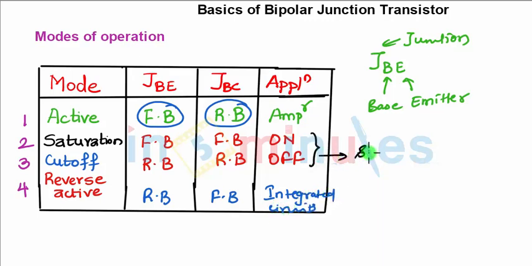Combining these two, on and off, the transistor can be used as a switch. So this is one of the applications of the transistor. You can use it as a switch, or you can use it as an amplifier, or you can use it in integrated circuits. This is the basics of the bipolar junction transistor.